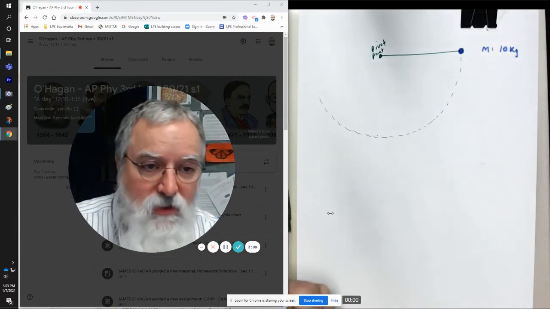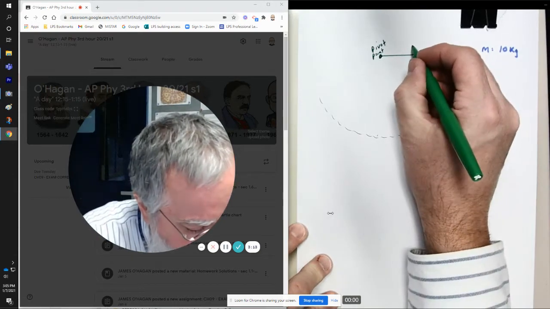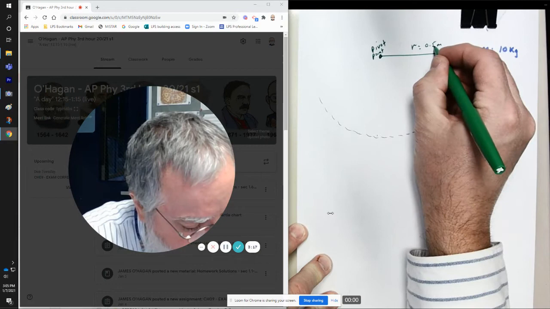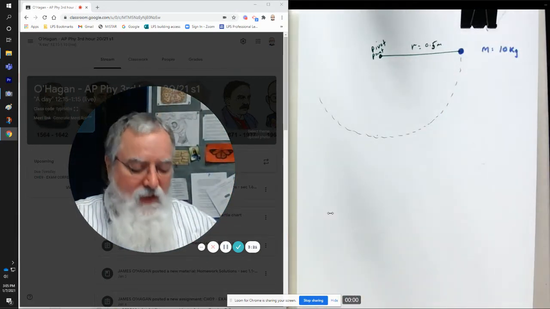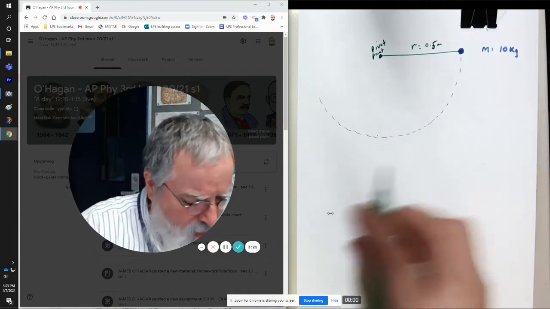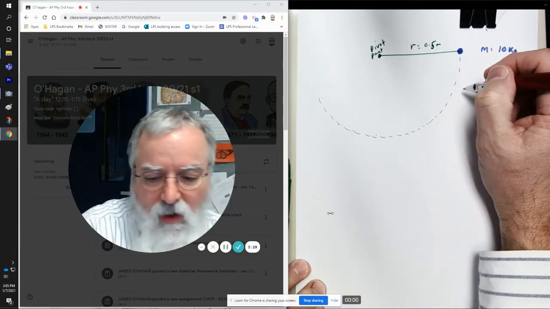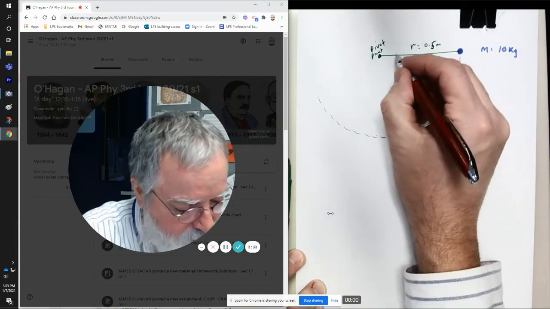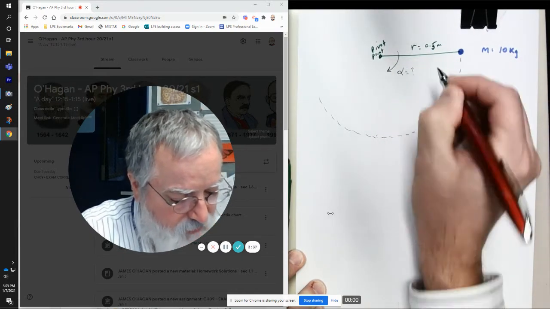Let's say the length of this string, R, equals 0.5, that'd be meters, of course. So 0.5 meters. Now this is what I want to find out: the angular acceleration of this object as it does this. What is alpha?